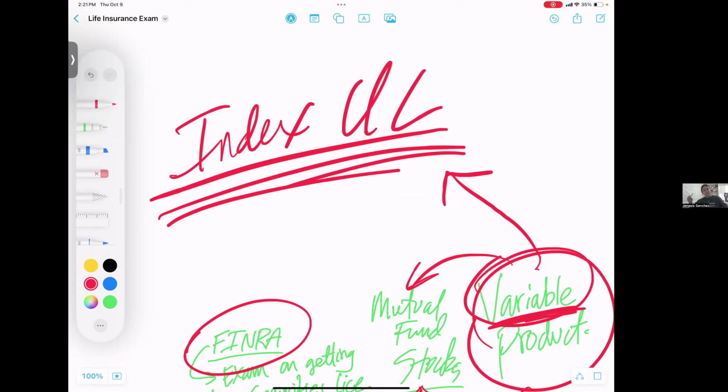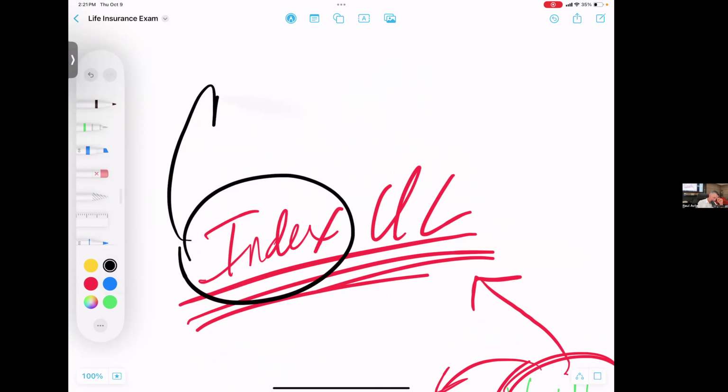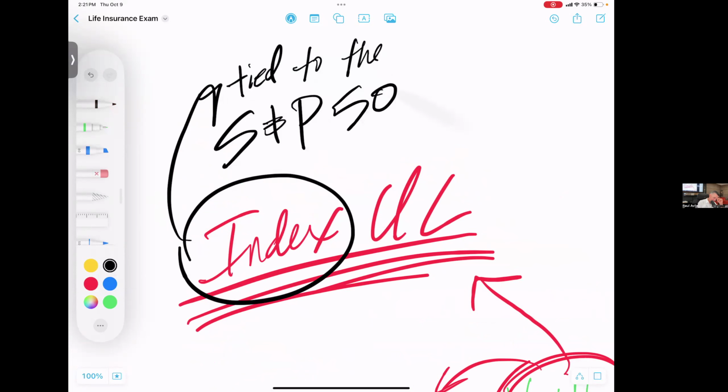Index means that it's tied to the S&P 500, which is the stock market basically. But it doesn't have the word variable, so you do not need a securities license. That's the key phrase right there.